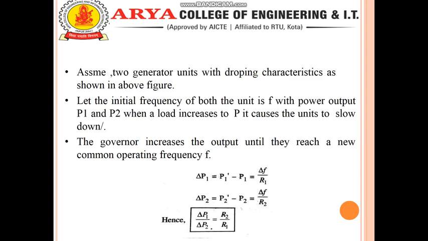Del P1 is equal to P1 dash minus P1, which is equal to del F upon R1, and del P2 is equal to P2 dash minus P2, which is equal to del F upon R2. Hence del P1 upon del P2 is equal to R2 upon R1.